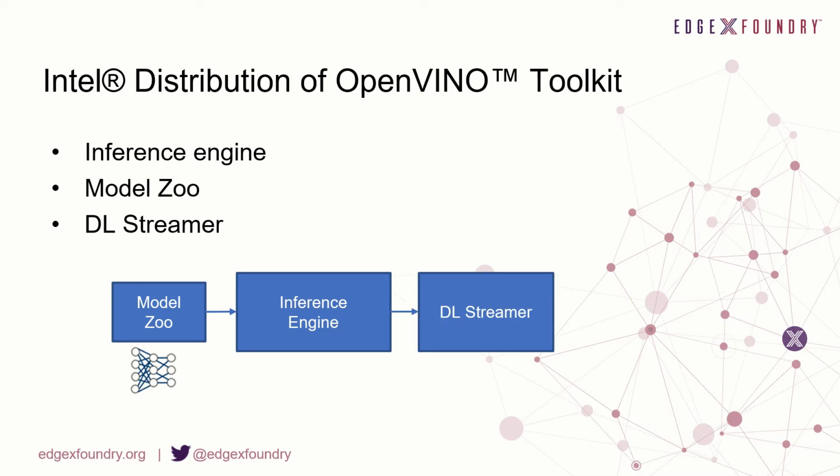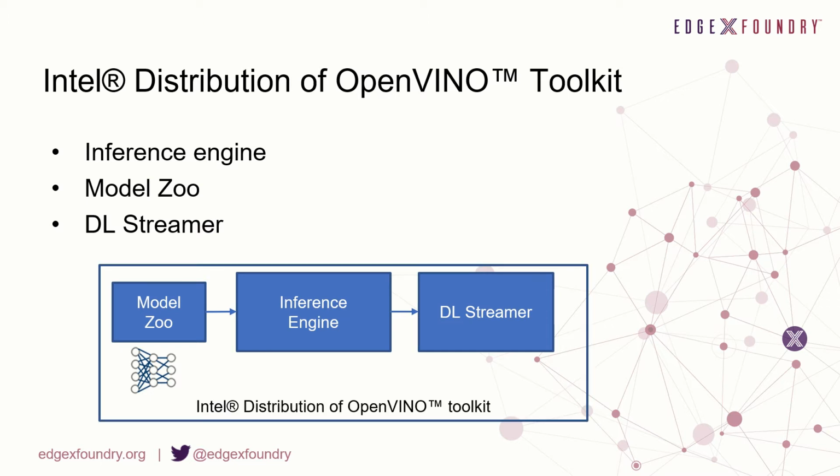Now, once you have your model, you use the inference engine to do inferencing. We're going to be using DL Streamer to create this pipeline, very simple. All these are part of the OpenVINO toolkit. And now we are going to be sending the inferencing data to a user application.